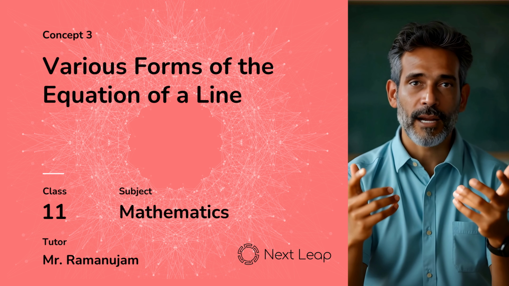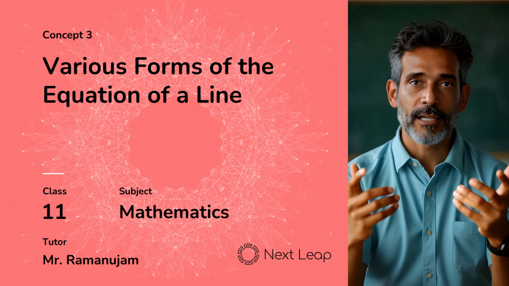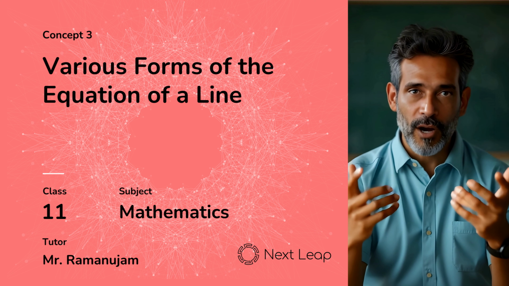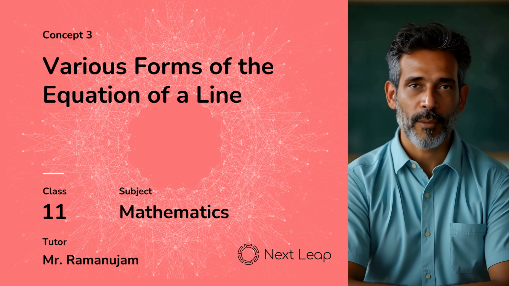Imagine you want to tell your friend exactly where you parked your bicycle in a big park. You can't just say somewhere near the trees, right? You need a precise address. In math, we use the Cartesian coordinate system to give a clear address for points on a plane.